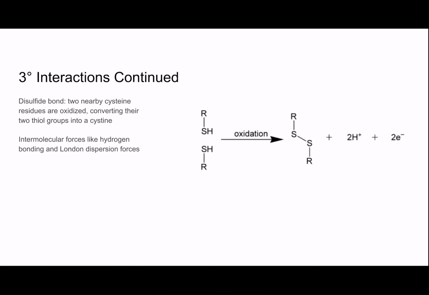Another type of tertiary interaction is the disulfide bond, which is when two nearby cysteine residues are oxidized, which converts their two thiol groups into a new functional group called a disulfide. Now, this process is an oxidation, and this results in a covalent bond forming that is a strong connection. Finally, we have the intermolecular forces like hydrogen bonds and London dispersion forces that are also able to affect tertiary structure.